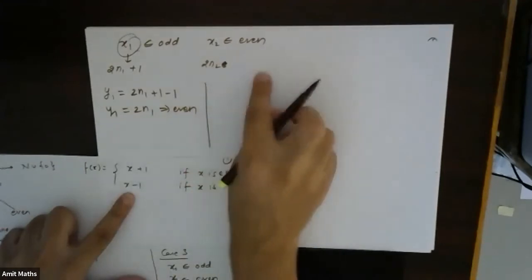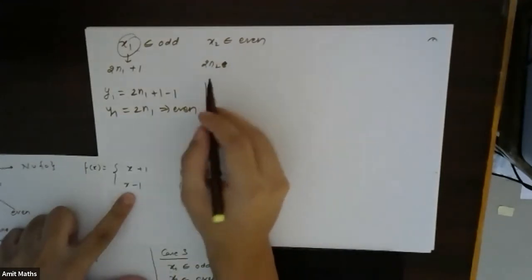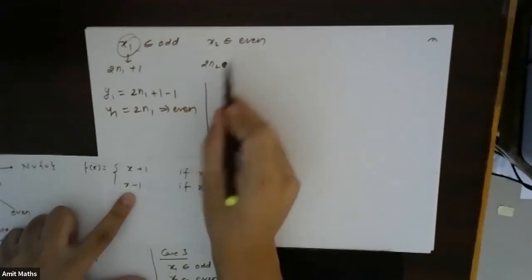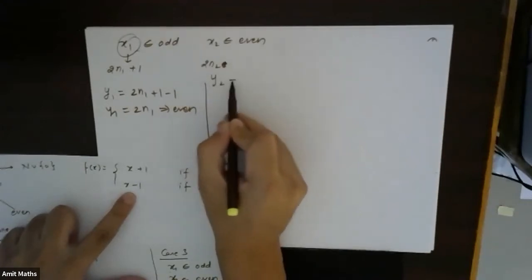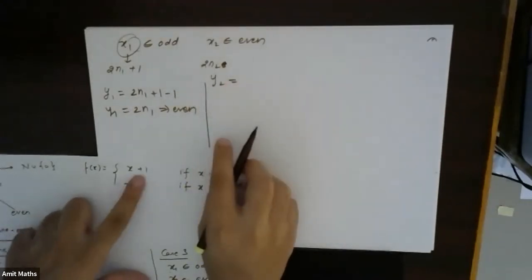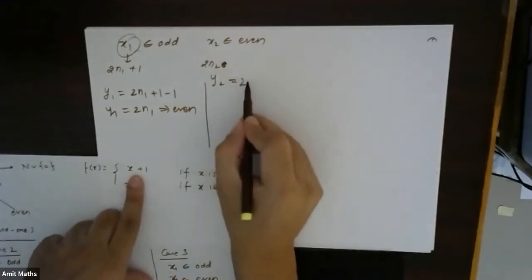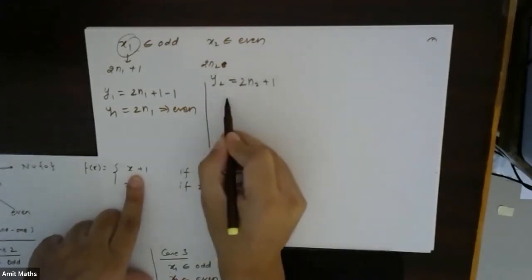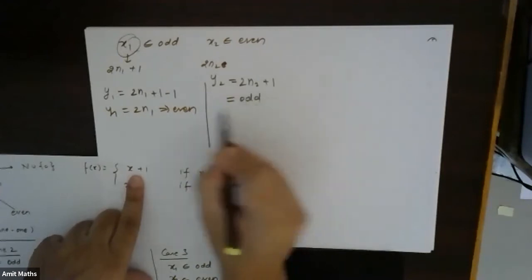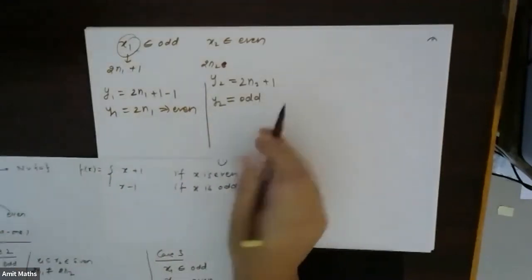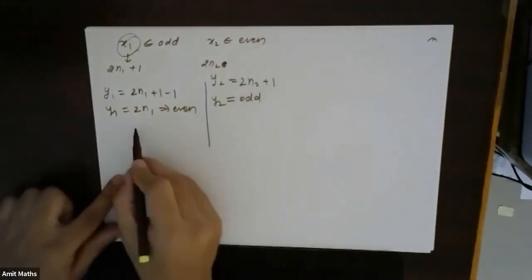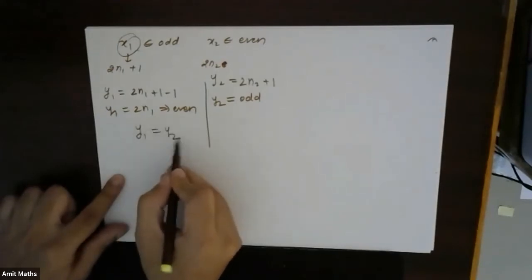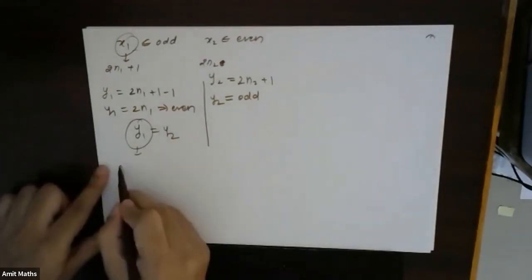Okay. In the second case, when I have 2n2 as even, y2 will become, if I substitute in this, 2n2 plus 1. So that means y2 is always odd. Now see, if I substitute y1 equals y2, y1 is always even.